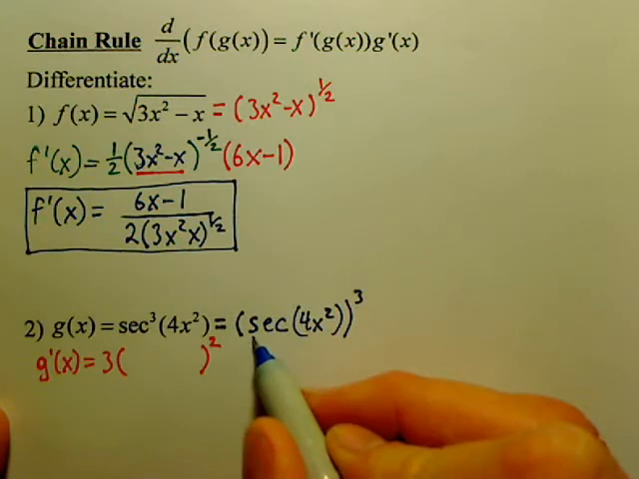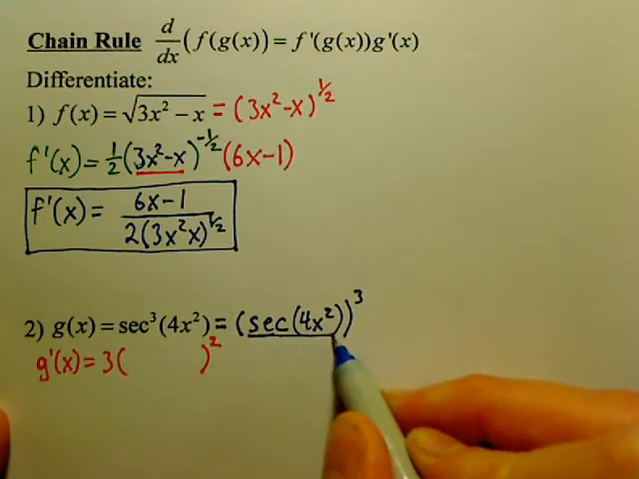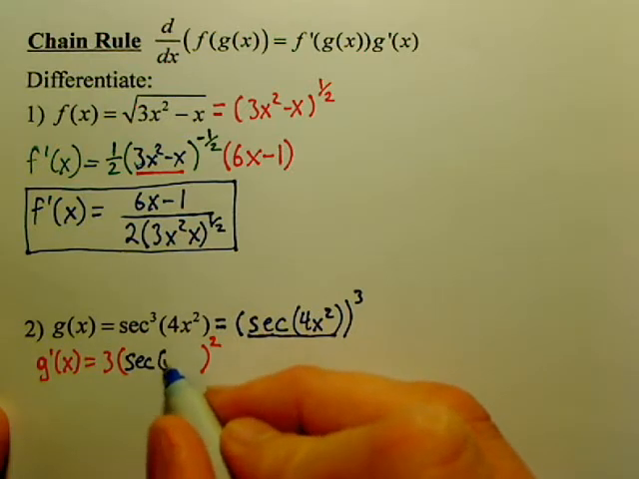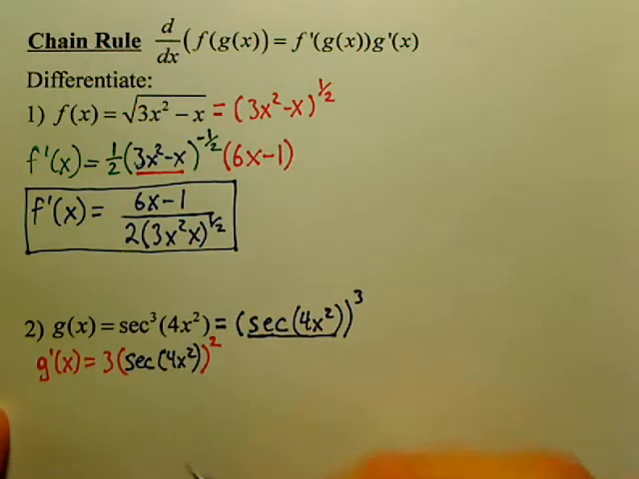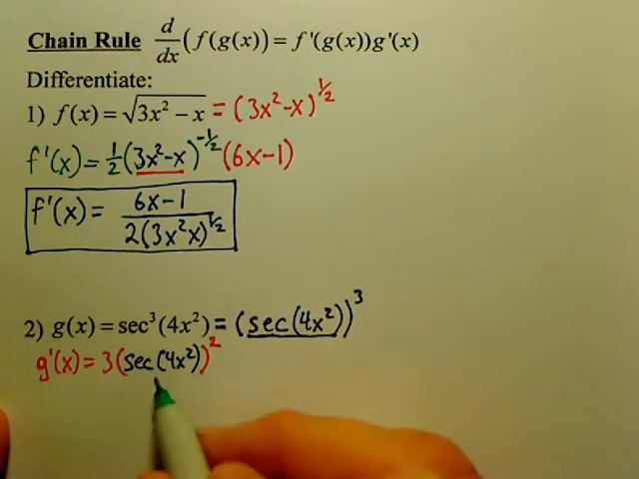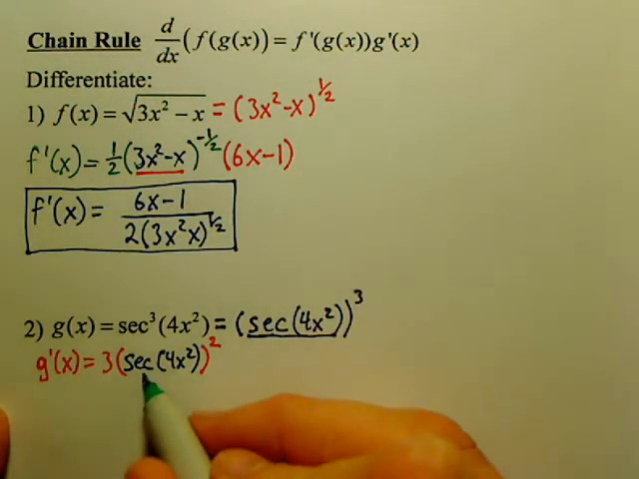Okay, what's on the inside? Right there. So that's just going to be secant 4x squared. Yay! Looks like I'm done. No. Derive the outside in red, leave the inside in blue. Now I got to derive the blue. All right, ready for this? Take the derivative of the blue.